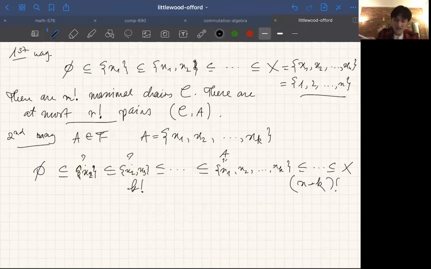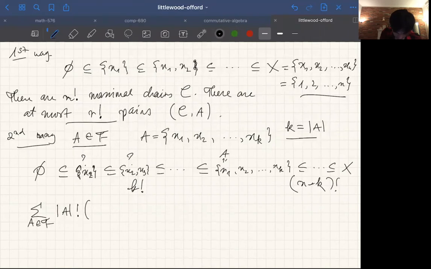So the number of pairs, summing over all A in F, where k is the size of A: it's the size of A factorial times (n minus the size of A) factorial, summed over all A in F. But remember, we've double counted, so this is the number of pairs, and it's less than or equal to n factorial by the first way that we counted.